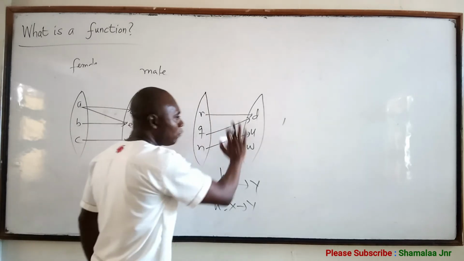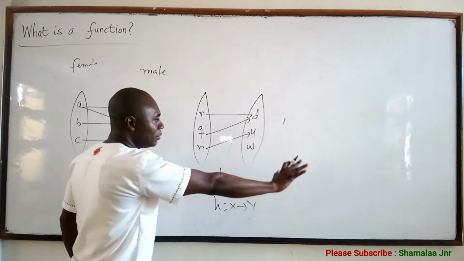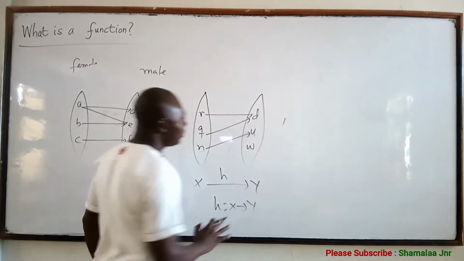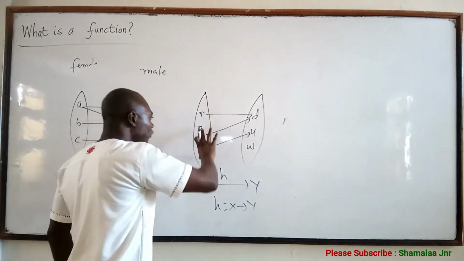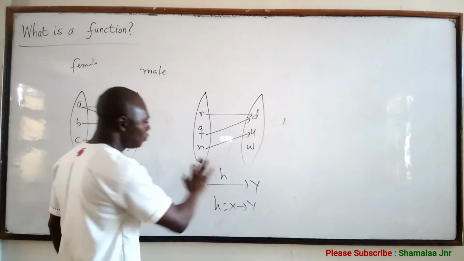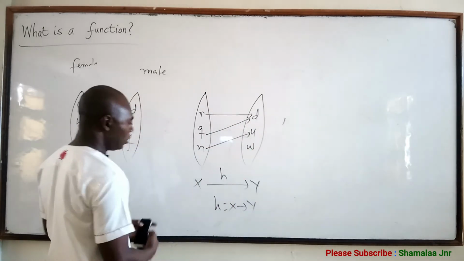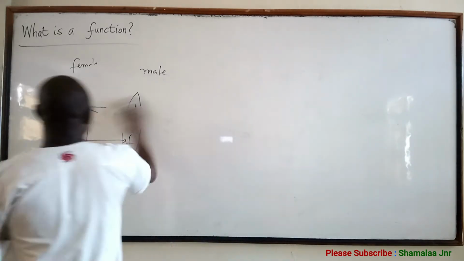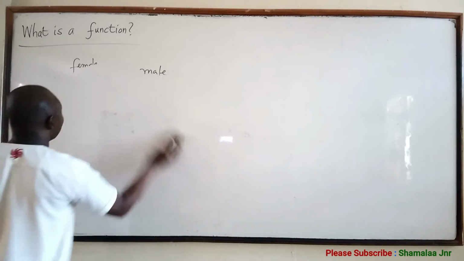The female should have 1. Everybody should have 1. But 2 females can be married to 1 husband. Yes. 3 females can be married to 1 husband. So this is a function. Okay. So I believe in these examples, when we have a relation, you can tell us whether it's a function or not.